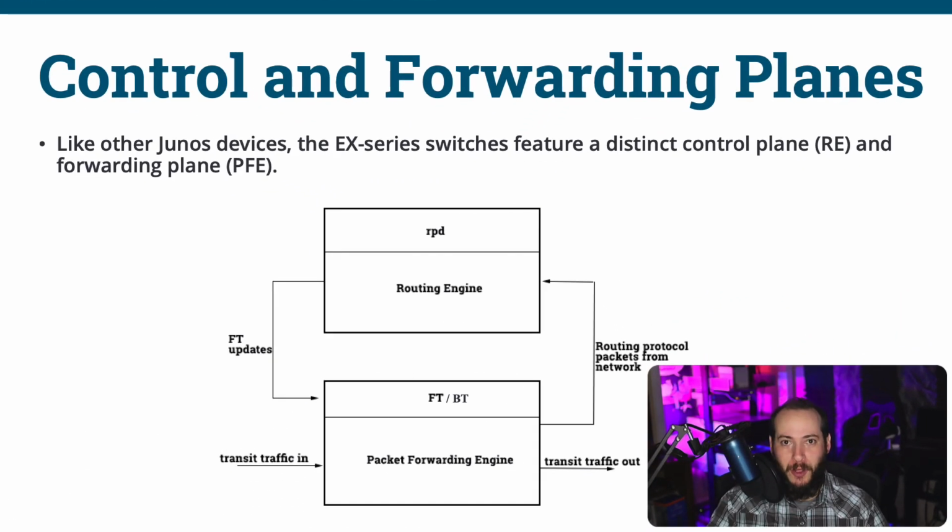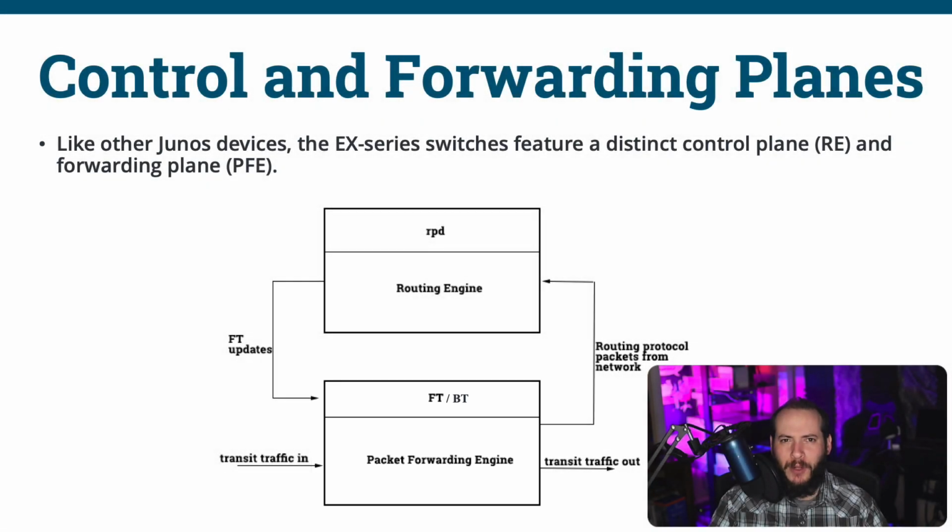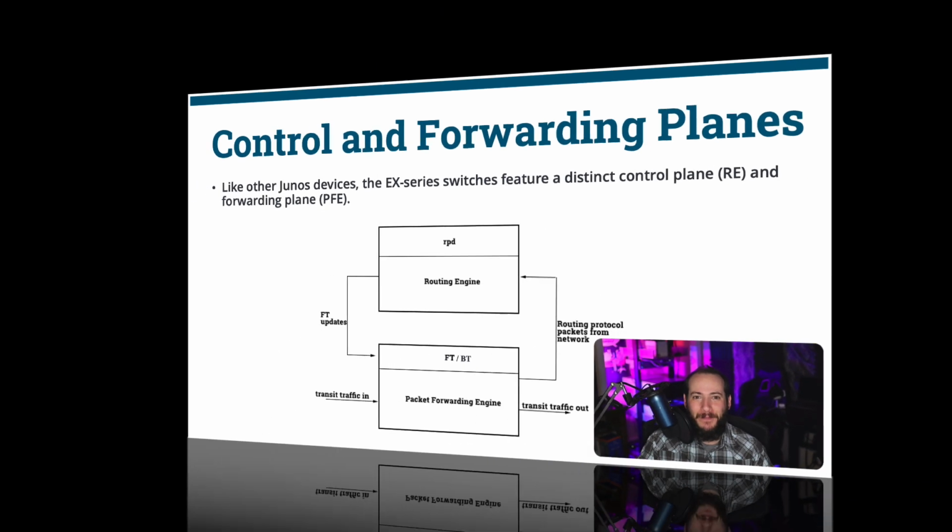First, let's do a quick review of the Junos architecture. Just like other Junos devices, EX series switches feature a distinct control plane and forwarding plane: the routing engine and the packet forwarding engine. The routing engine derives the forwarding table from the routing table that it builds from protocol information that is passed to it by the PFE. The FT, or forwarding table, is then programmed into the PFE and used to forward transit traffic.